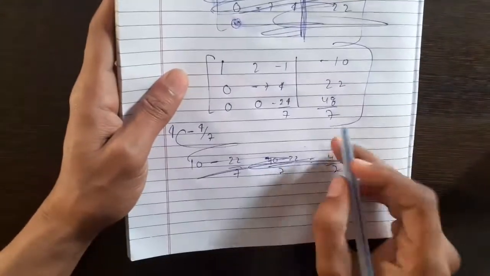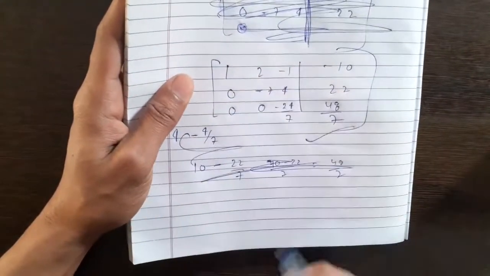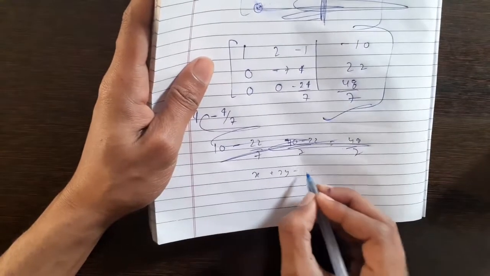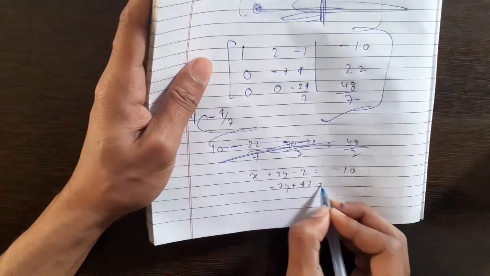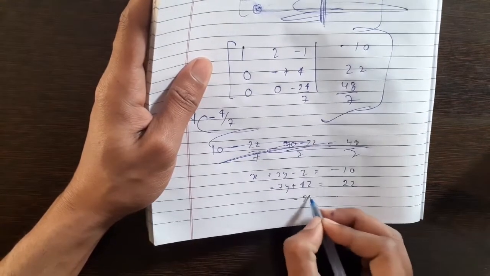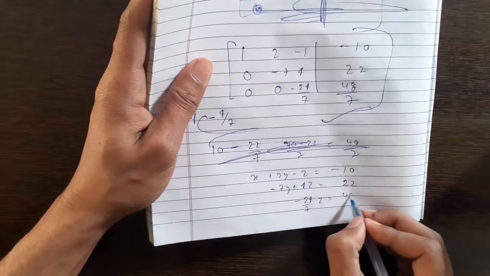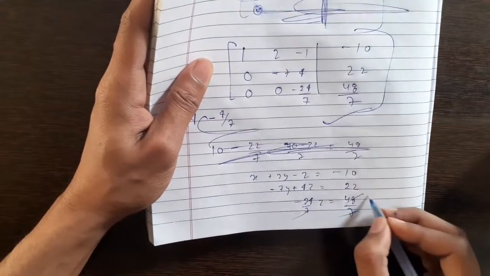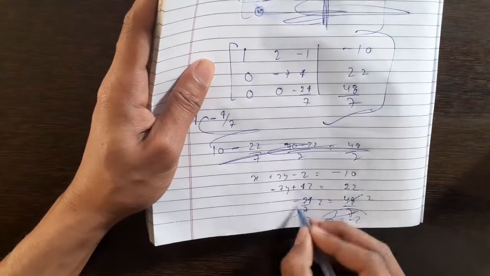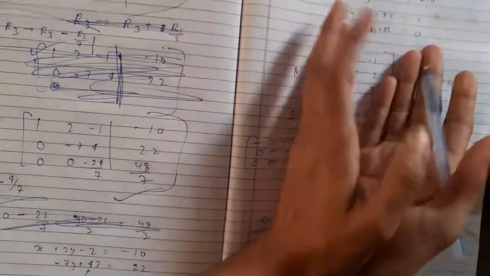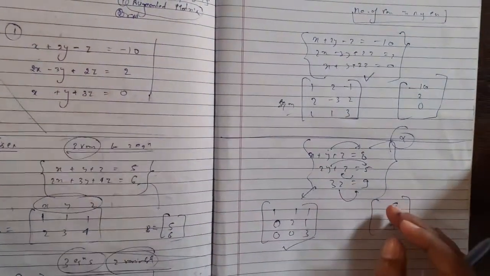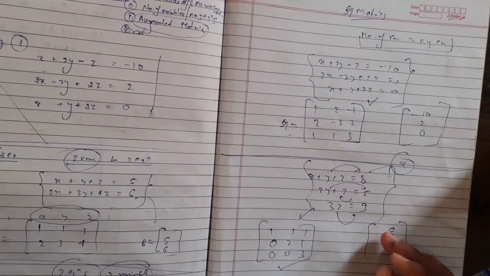Okay, so now finally I am going to interpret this into equations. So that will be x plus 2y minus z equals minus 10, minus 7y plus 4z equals 22, and minus 24 by 7 z equals 48 by 7. So z equals minus 2, and put this value here, we will get y. Put y and z there, we will get x. So this was the easy way to solve three equations in three variables.